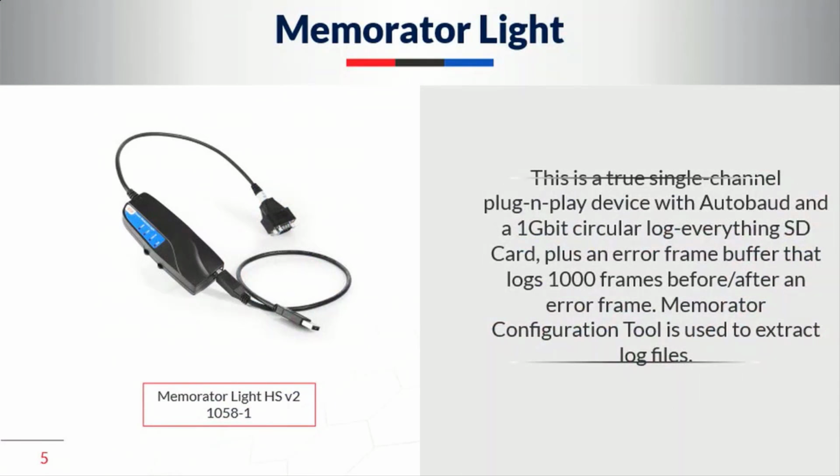The Memorator Light is actually a true single channel device. It is as close to a plug-and-play device as we can make it. It autobauds to whatever network you plug it into. It contains a 1 gigabyte circular log-everything buffer on an SD card. From the time you plug it in, it'll autobaud and start logging if possible. It will log everything on the bus, and it has a second buffer where it will log up to 100 CAN frames both before and after an error frame event on a CAN bus.